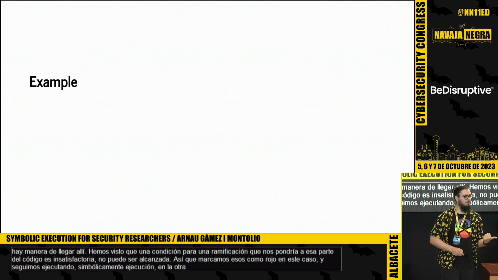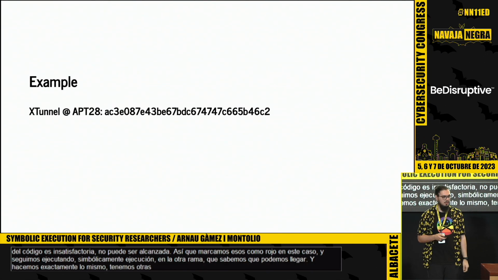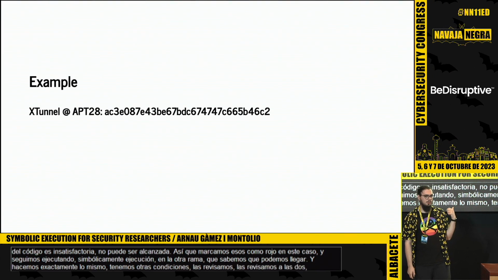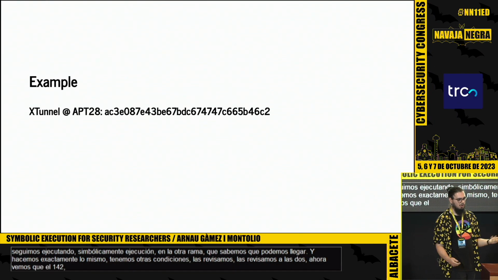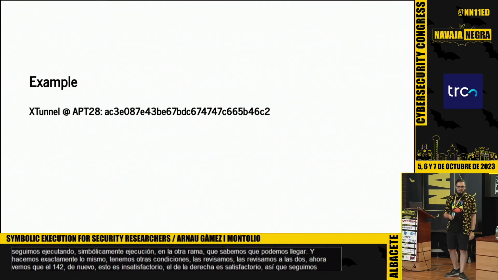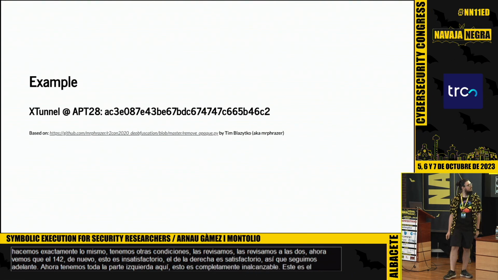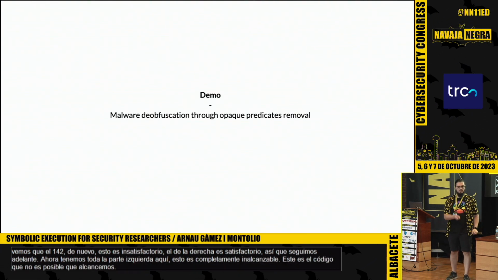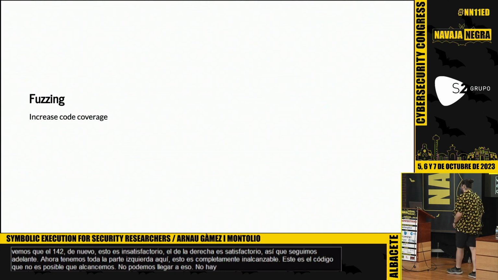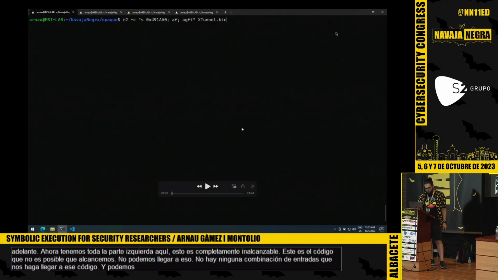I want to show a real example of that. This technique of opaque predicates was used in external, which was a communications component of APT28. It's probably based on an example from a colleague team, and I will show you that. I have a video for that.